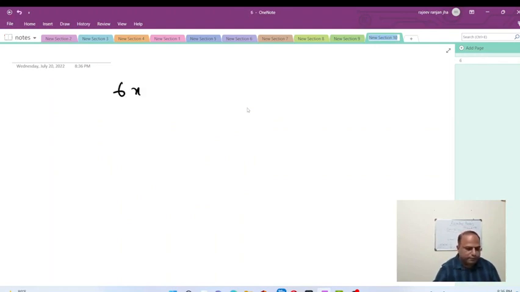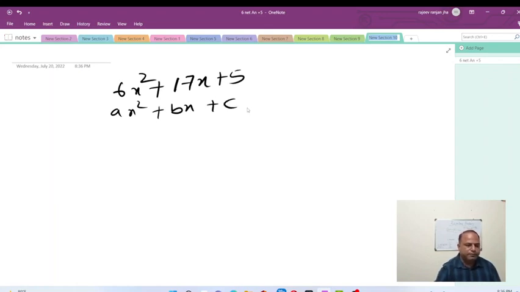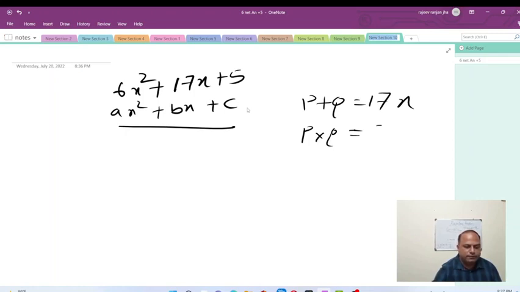So we take this polynomial: 6x squared plus 17x plus 5. What is this? It is the ax squared plus bx plus c form. So by splitting, we should get p plus q equal to 17x, and p multiplied by q should give you 30. Fine. So you see, there are different combinations. 6 and 5 is a combination. Then any other combination? 10 and 3 is also a combination, but 10 and 3 will not give you 17x. So just go for higher ones.